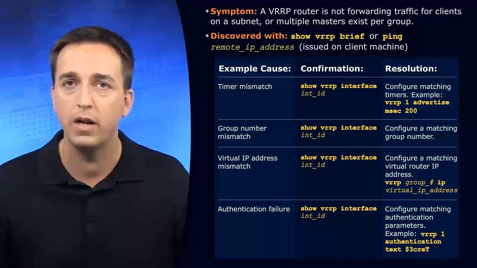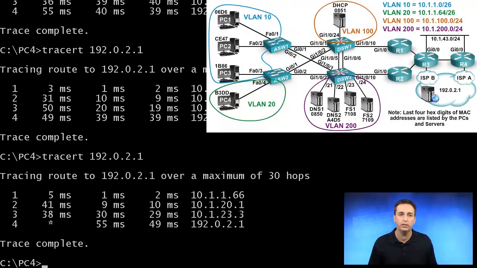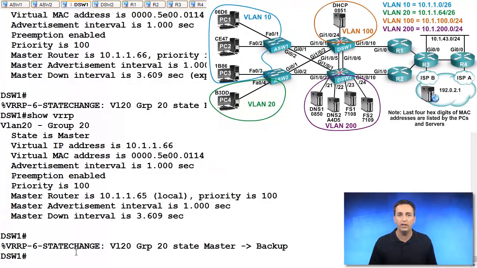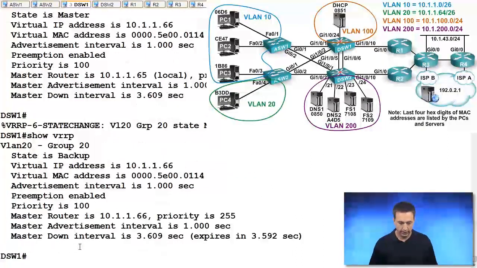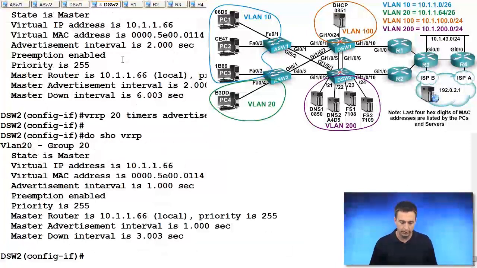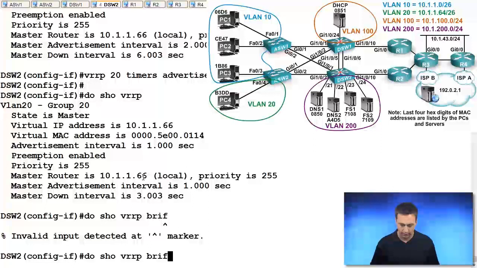So to verify the group number, again, you can use the command show VRRP to do so. And you'll see right at the top, this is group number 20. And we go to DSW2. Show VRRP also indicates that this is group number 20. If you want to, you can use show VRRP brief. That's another option you have.